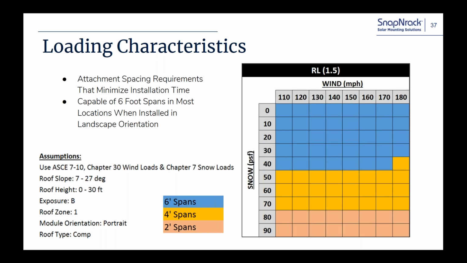A lot of jurisdictions just default to a 4-foot attachment spacing anyway, and what that does is allow them to expedite the permitting process. But if you can install at 6 feet, obviously it's better for the team, to minimize the number of attachments.